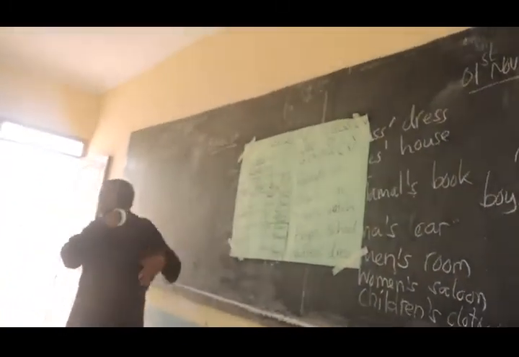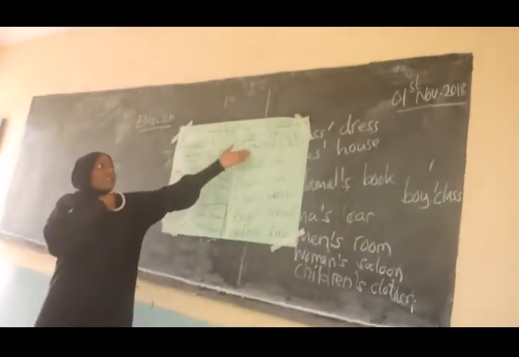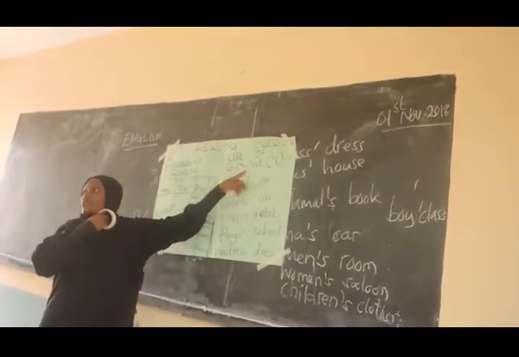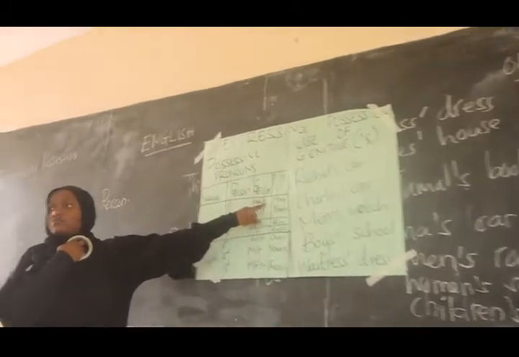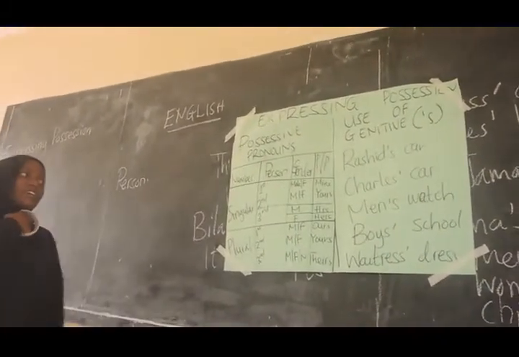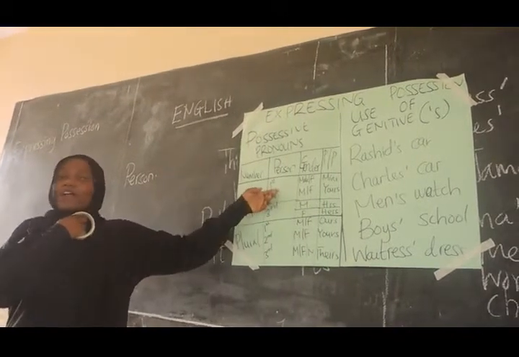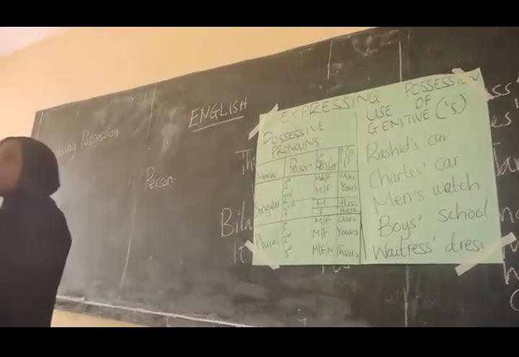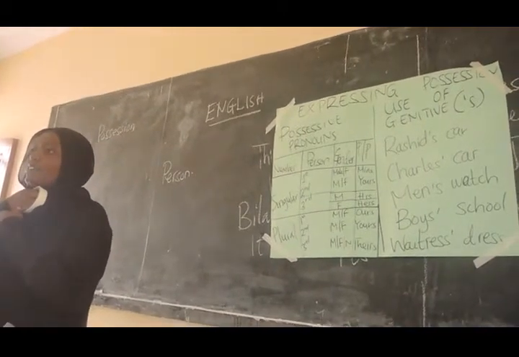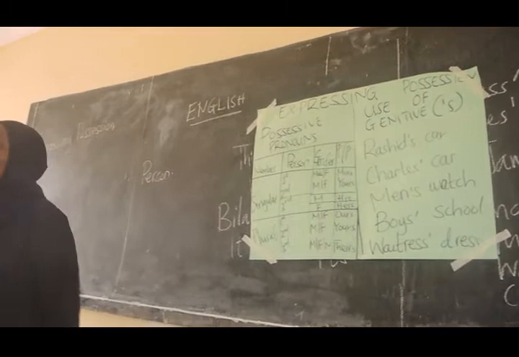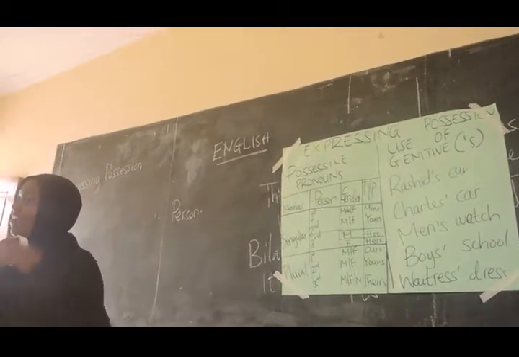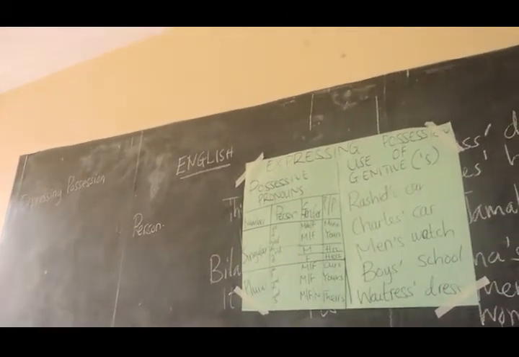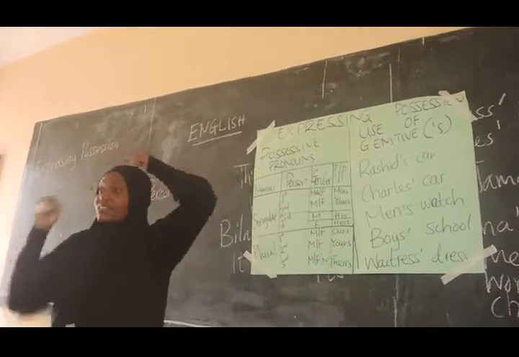So in expressing possession, just as you have discussed, we are using possessive pronouns as well as the genitive. When we say the use of genitive, we are defining gender. We have male or female. So for example, in singular, first person is I, second person is you, and third person is his or hers. So this is in plural.